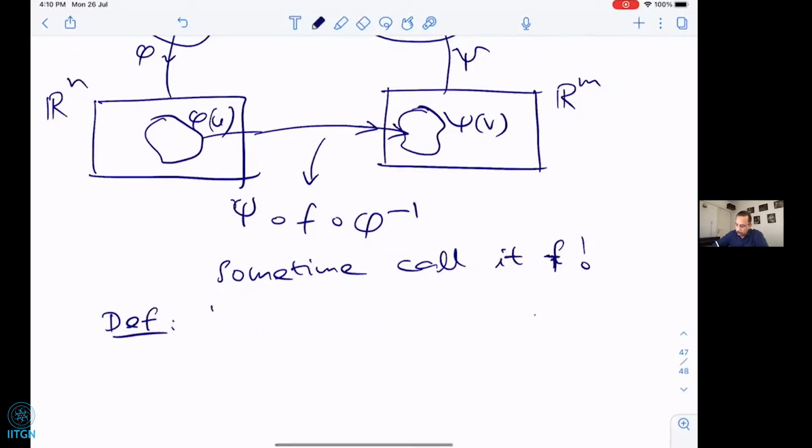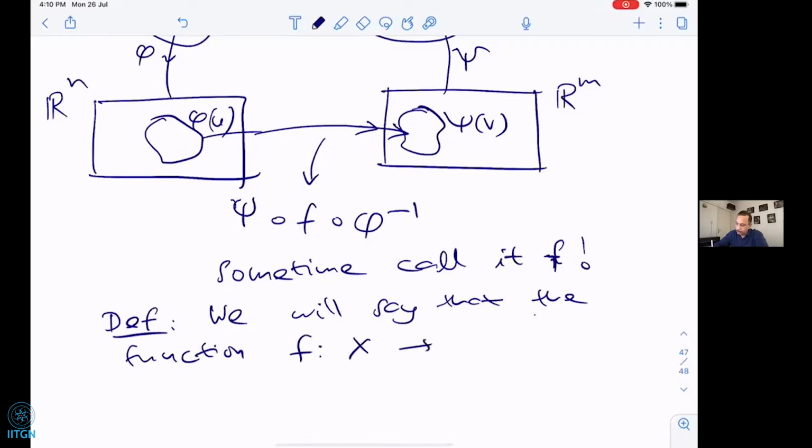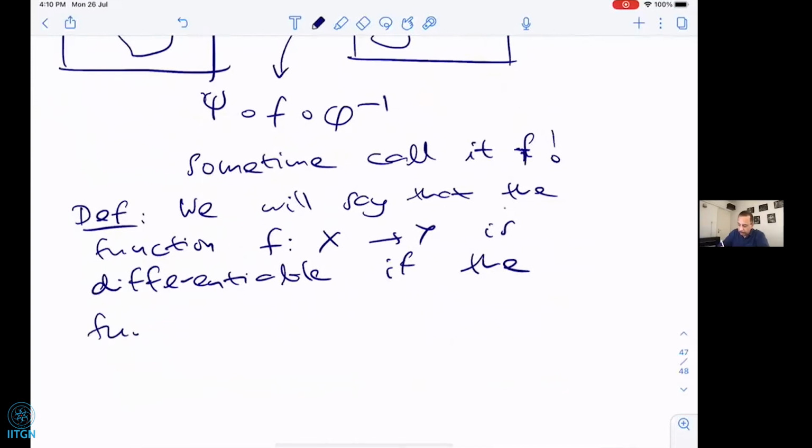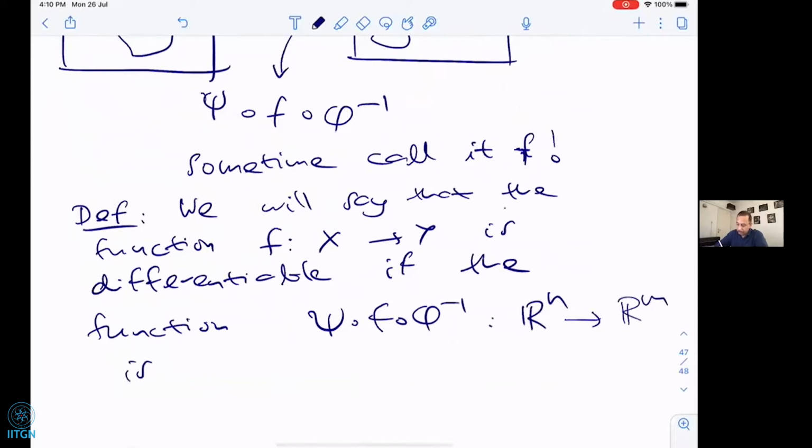Okay. We will say that the function f from x to y is differentiable if the function, I should have written it this way in the book, the function psi composed with, so phi inverse composed with f composed with psi from Rn to Rm is differentiable in the usual sense.